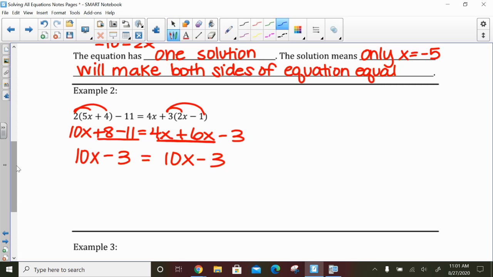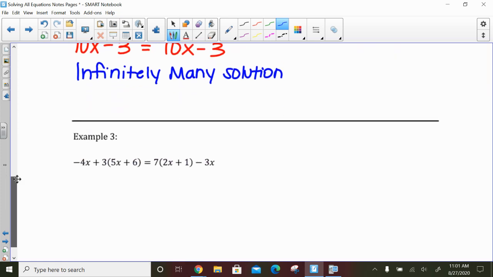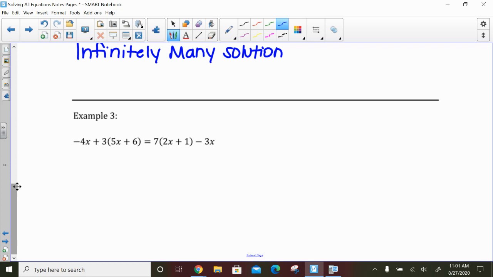If everything is the exact same, I will have infinitely many solutions. So this one will not have just one solution. This means that any x value will work. Okay, and then let's look at example 3.